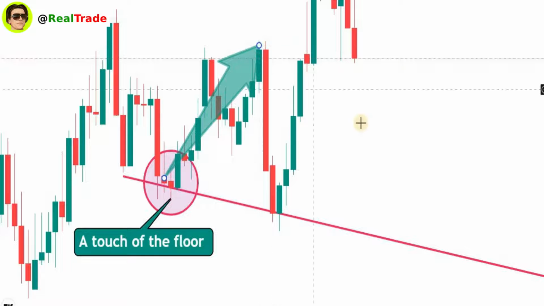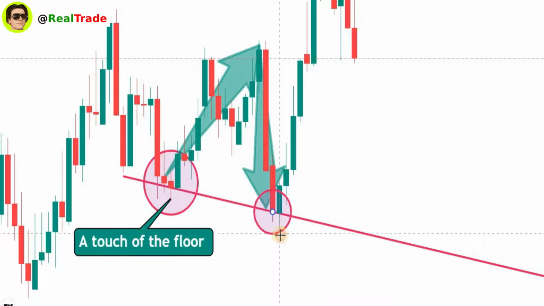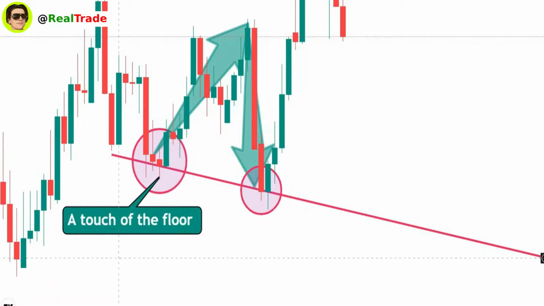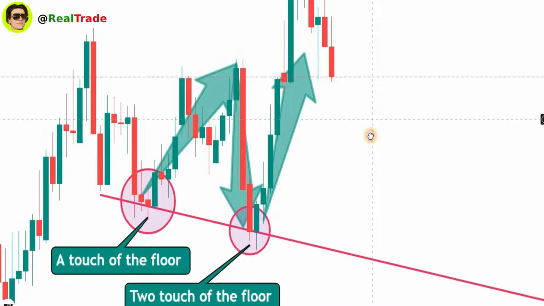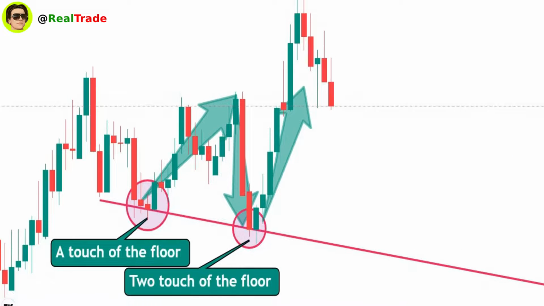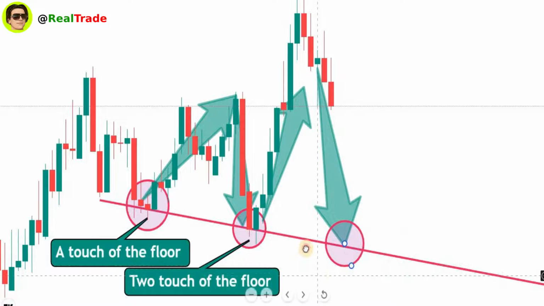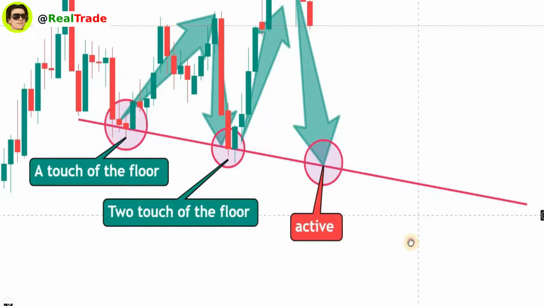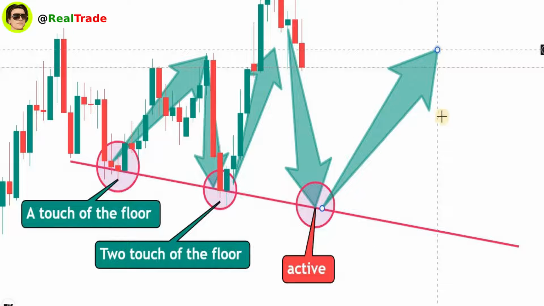One touch, go buy, back price, two touch, again back price. This candle, beautiful candle, good candle. Look at the green candle, and I wait to sell, touch the line and back price. The uptrend, downtrend line strategy is active because it has two touches.